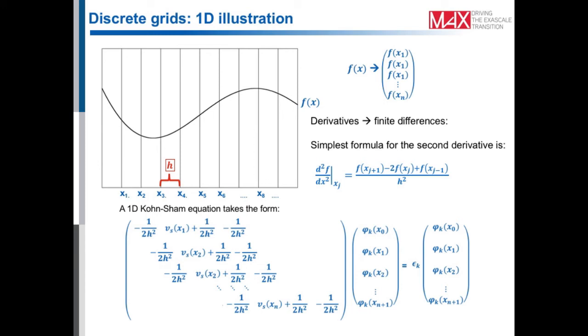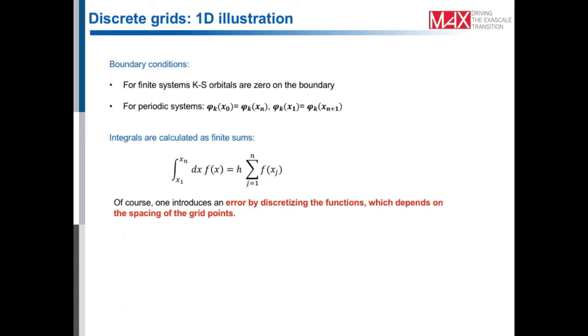Now you will notice that here we have also the points x0 and xn plus 1. This is because this is a differential equation and we need some boundary conditions. These boundary conditions have to be chosen such that they make your life simple, and you want to choose them such that they correspond to the real system and not to something else. Right? So for finite systems, the Kohn-Sham orbitals have to be 0 at the boundary. For periodic systems, you need these periodic boundary conditions, right?